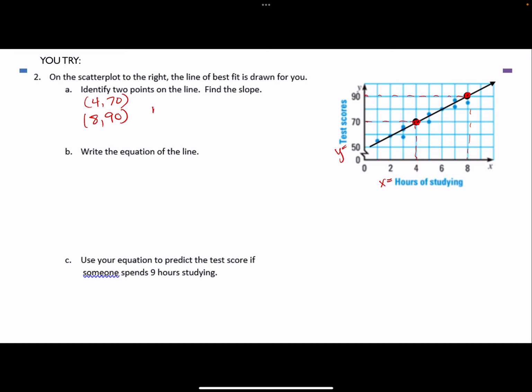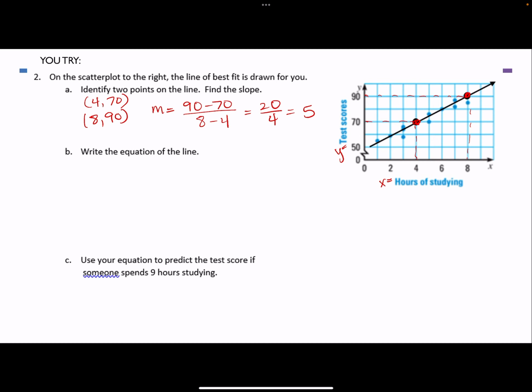And so we need to find the slope. 90 minus 70 over 8 minus 4. And this should be review. We've done this a million times, right? So the slope here works out to be a nice number, 5.